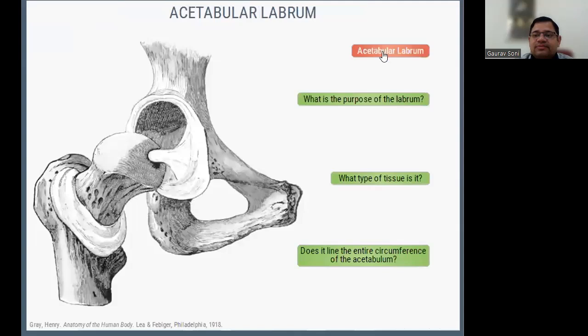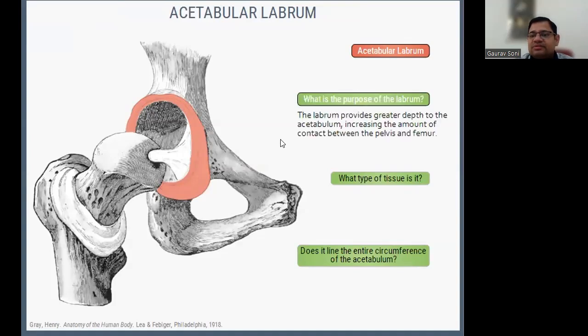So the acetabular labrum, as you can see, this part is the acetabular labrum. This is the head of the femur, this is the acetabulum, this is the ligament of the head of the femur, and this is going to form the labrum. What is the purpose of the labrum? To increase the depth of the acetabulum. Already it has some depth. If this is my acetabulum, this is how the head is designed to fit, but to give more depth, the labrum is also present.